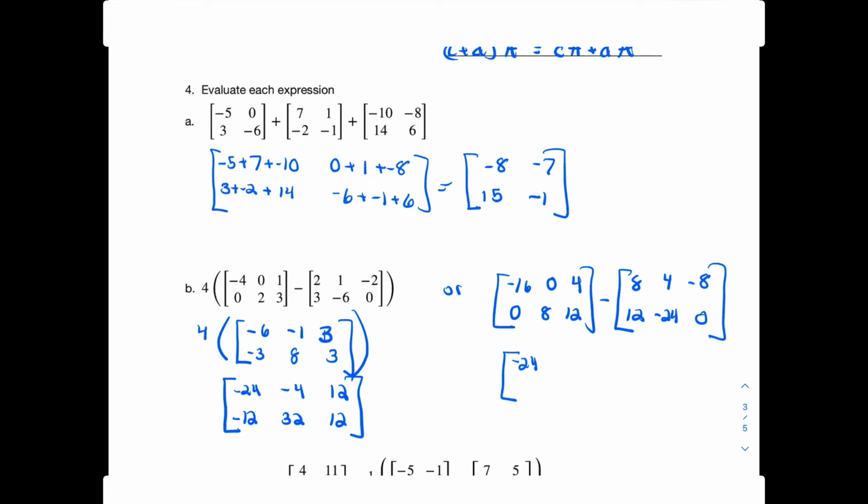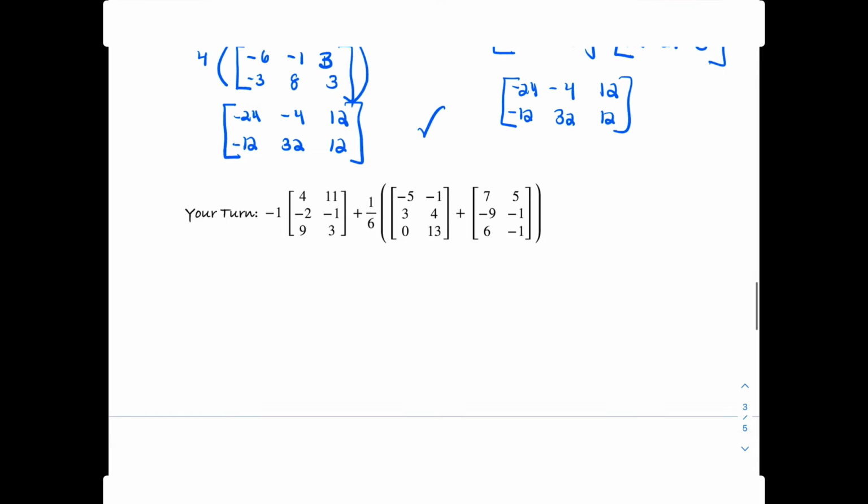So -16 minus 8 is -24, 0 minus 4 is negative 4. 4 minus a negative 8 is 12. 0 minus 12 is negative 12. 8 minus a negative 24 is 32. 12 minus 0 is 12. So it doesn't matter which order you do those. Okay, you try the next example.